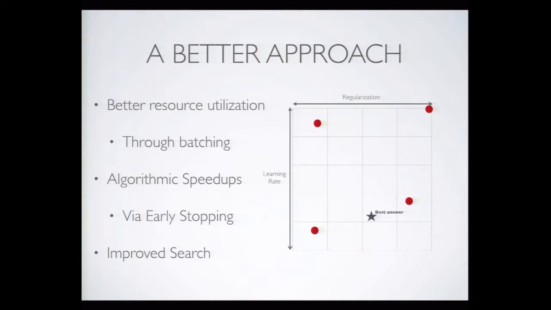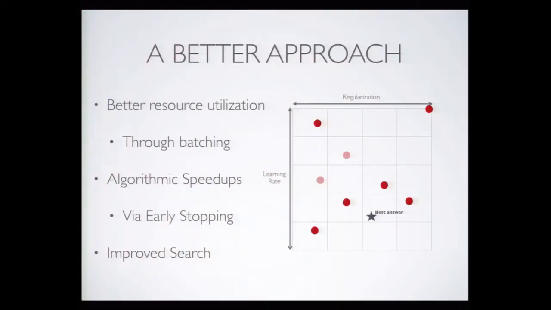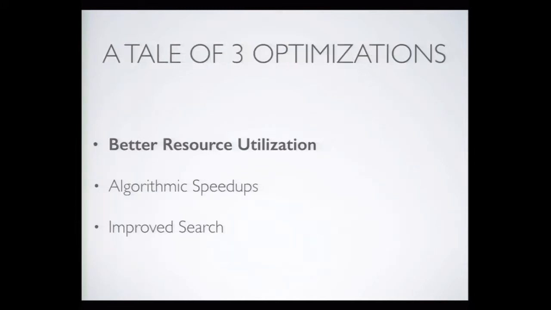I'm going to talk about some algorithmic speedups. So instead of training every single model to completion, we take advantage of the fact that we know that model training is an iterative process and we can maybe stop some models early. So maybe some models don't get trained to completion and we can train more in the same amount of time. And I'm going to talk about sort of better search strategies. So instead of walking over this entire grid, maybe I can do something to get me to that best answer more quickly than the sweep. So for the remainder of this talk, I'm going to talk primarily about these 3 optimizations.